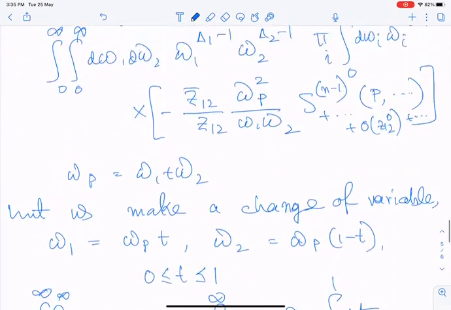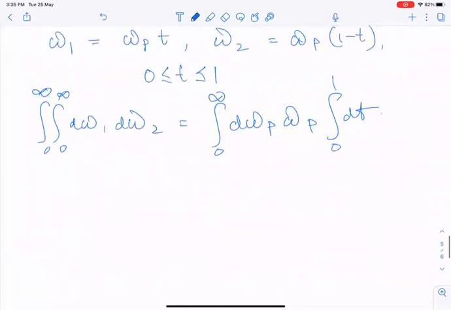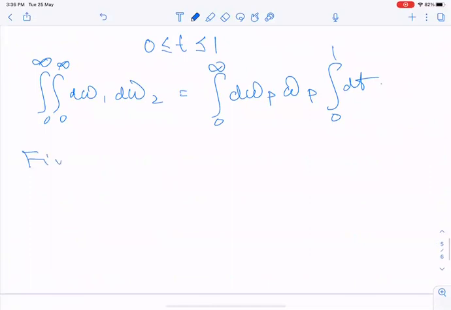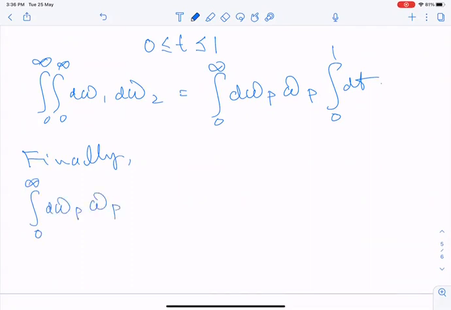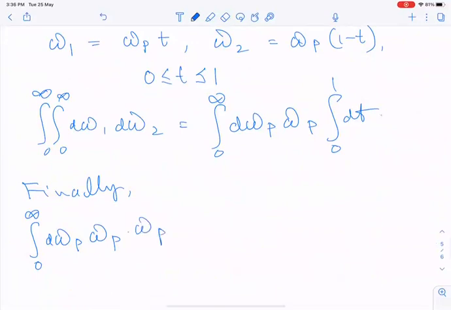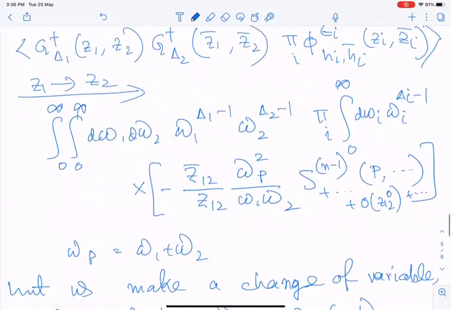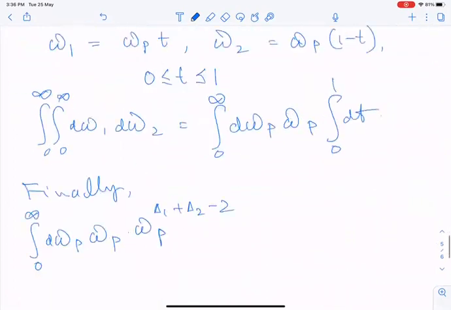Now if you do this, you can substitute: omega 1 is omega p times t, and omega 2 is omega p times (1 minus t). So that cancels this omega p squared. So finally, the integral that we get is this: omega p to the power delta 1 plus delta 2 minus 2. That is all the powers of omega p, and then you have dt.